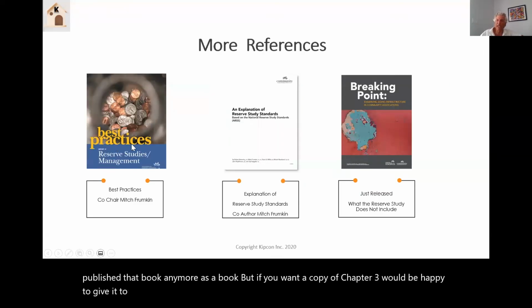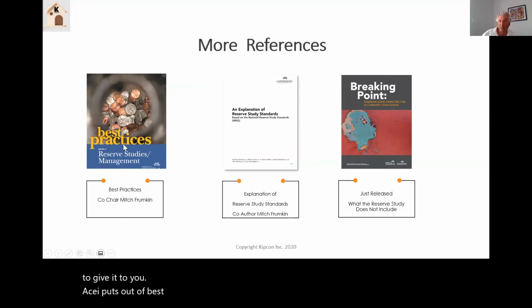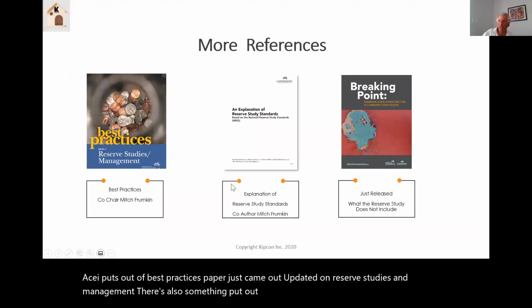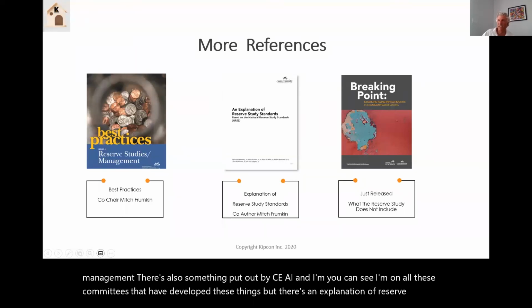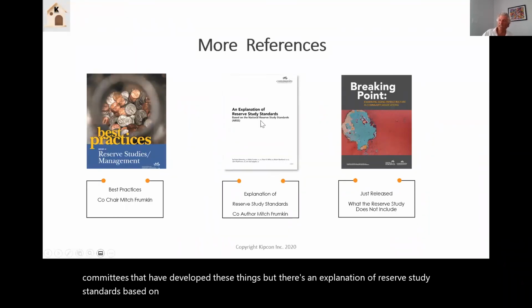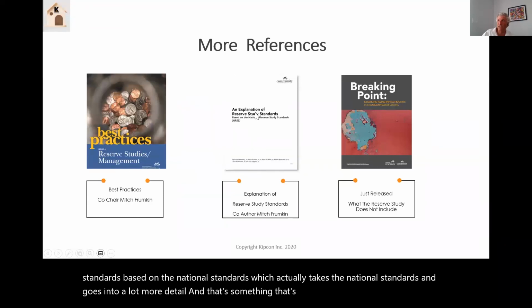CAI puts out a best practices paper, just came out, updated on reserve studies and management. There's also something put out by CAI, and you can see I'm on all these committees that have developed these things, but there's an explanation of reserve study standards based on the national standards, which actually takes the national standards and goes into a lot more detail. And that's something that's published nationally. If you'd like a copy of any of these, let us know.